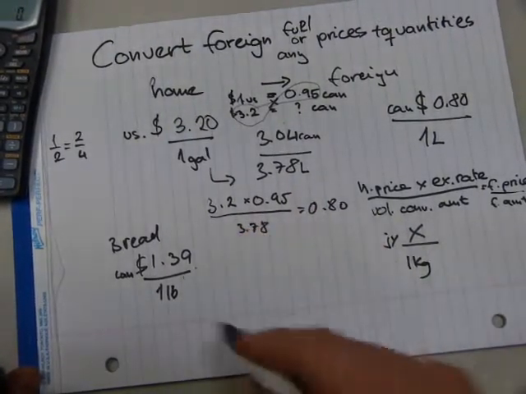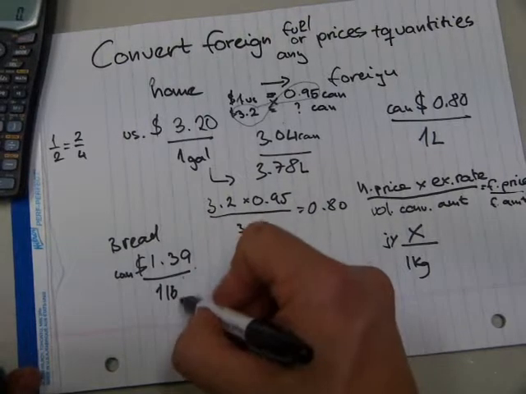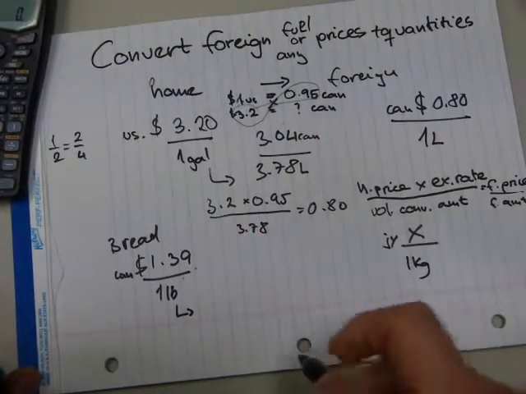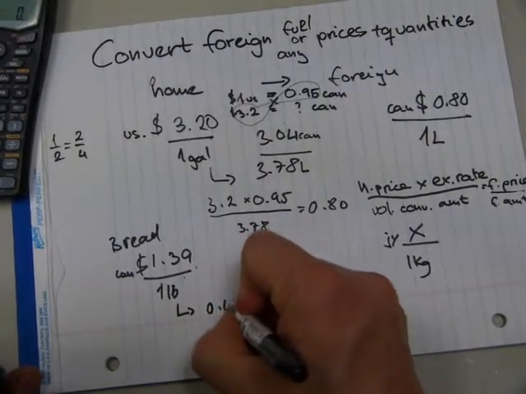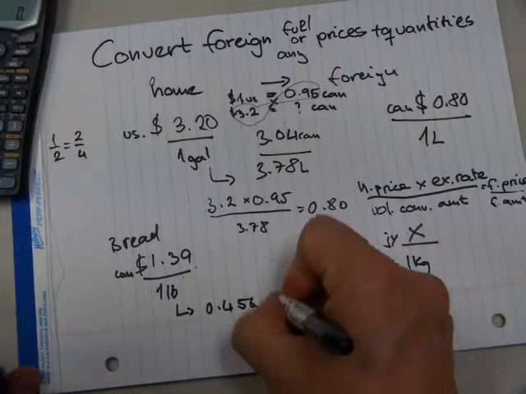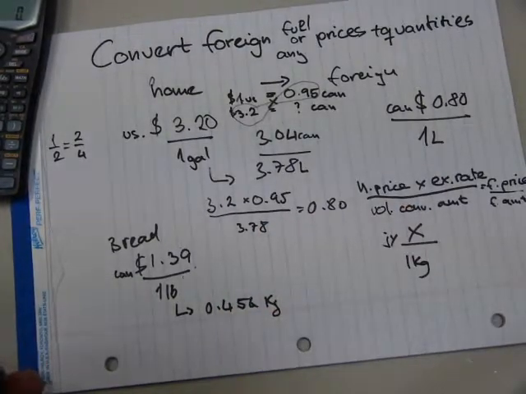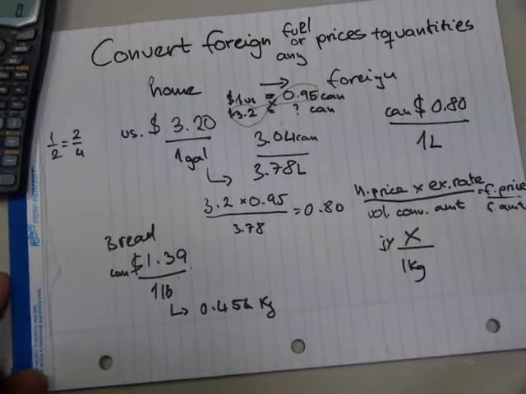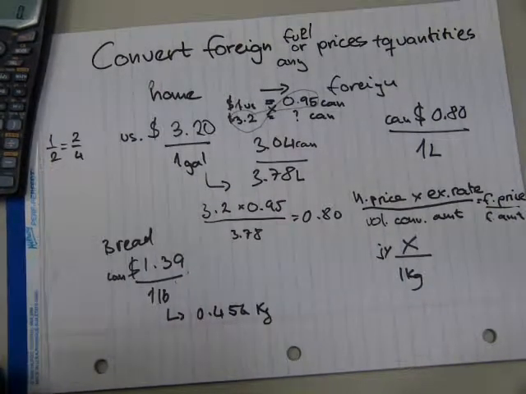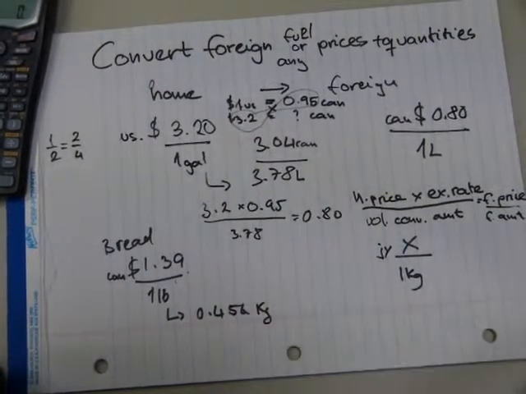For this, we need to convert that 1 pound into kilograms for the denominator. 1 pound is 0.454 kilograms. That's the conversion factor. You're going to have to look it up. It is what it is. There's nothing else to do with it. But this is going to be a new numerator.